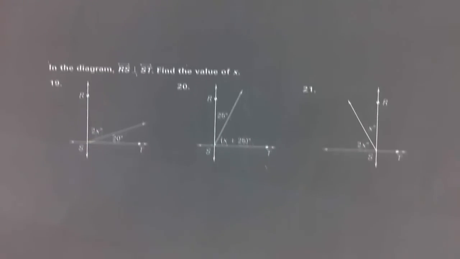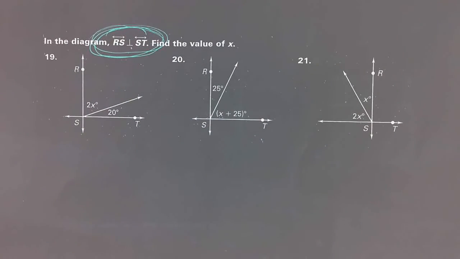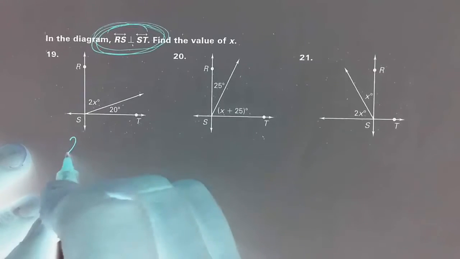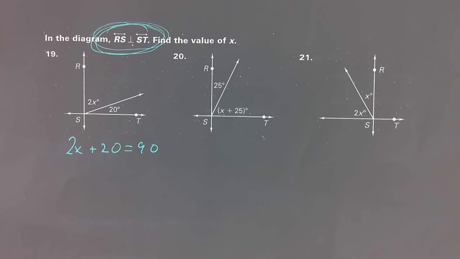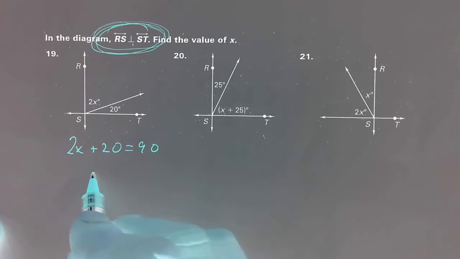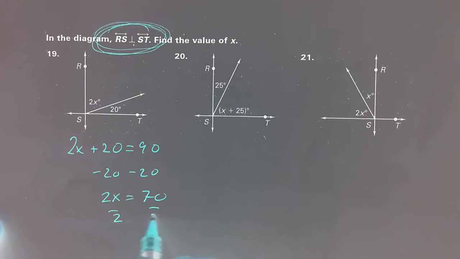Right now. What's this mean right here? Those two lines are perpendicular. Find the value of x. 2x equals 70, and I divide by 2, and x does equal 35. We don't have to do all these.